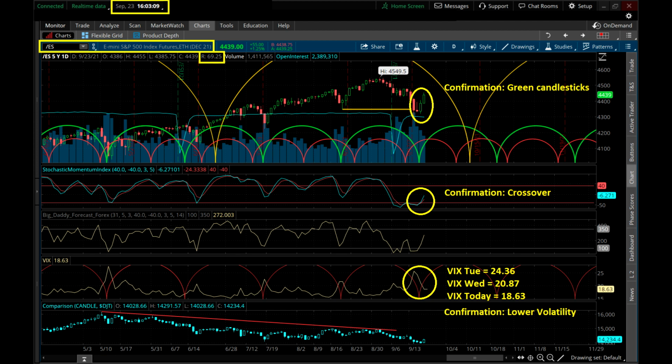But getting back to the VIX, you can see from Tuesday to Wednesday, the VIX moved from 24.36 all the way down to 20.87. As I mentioned yesterday, that's a huge change in volatility. And look at today. VIX today, 18.63. Volatility continued to come down. That's confirmation. Less volatility means higher prices. More volatility means lower prices. So confirmation, we got lower volatility.